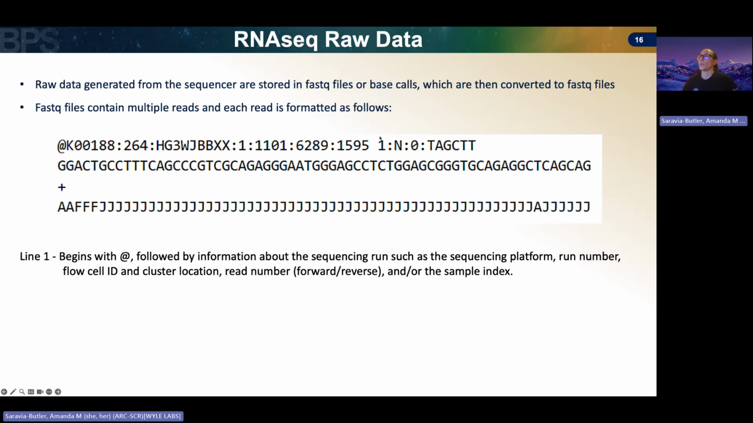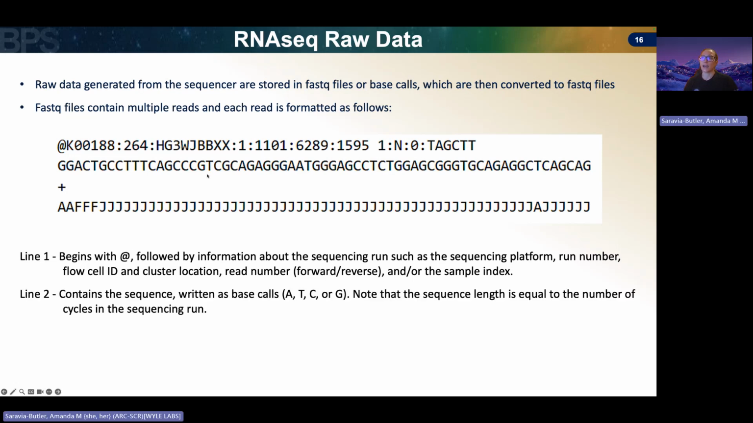And then here we see a 1 in this position. That indicates that this is a forward read. If it was a reverse read, we'd probably see a 2 there. And then this 6 base pair sequence here is indicative of the index that is used to specify this sample. So that means that for every single read in the FASTQ file for this sample, we're going to see that same exact index sequence, because that's what was used to separate out these reads for this sample. Line 2 is going to contain the actual target sequence here. So this is going to be written as A's, T's, C's, and G's.